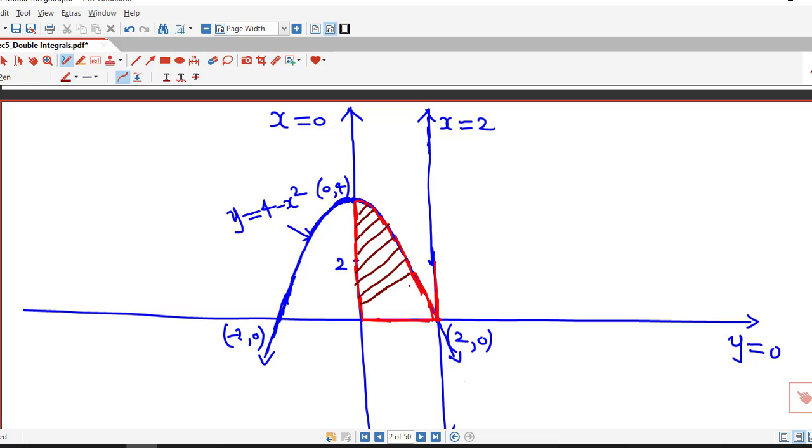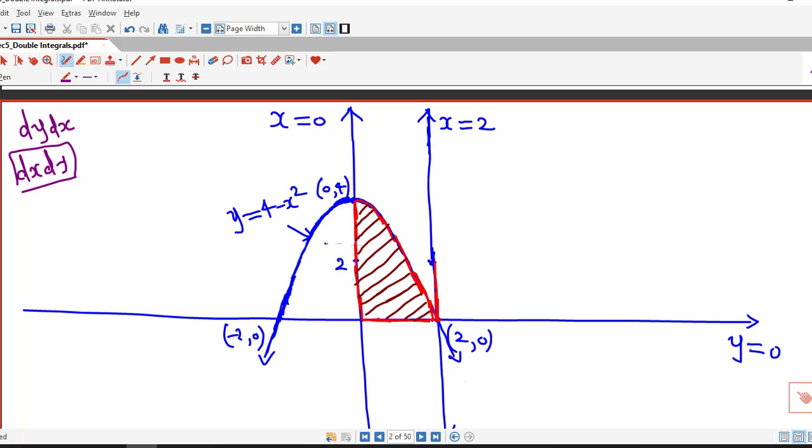Upper boundary is the parabola, lower boundary is the x-axis, that is y equal to 0. Right boundary is x equal to 2 and left boundary is x equal to 0. Now to change the order of integration we have to consider a horizontal line, because in the given integral the order of integration is dy dx. So to obtain the order dx dy we must consider a horizontal line passing through the region of integration.